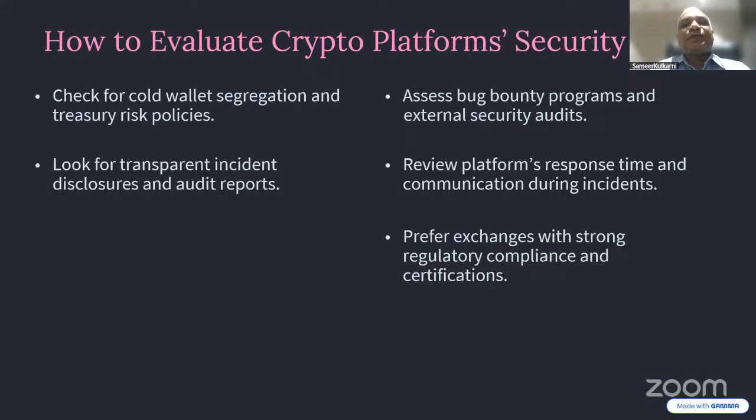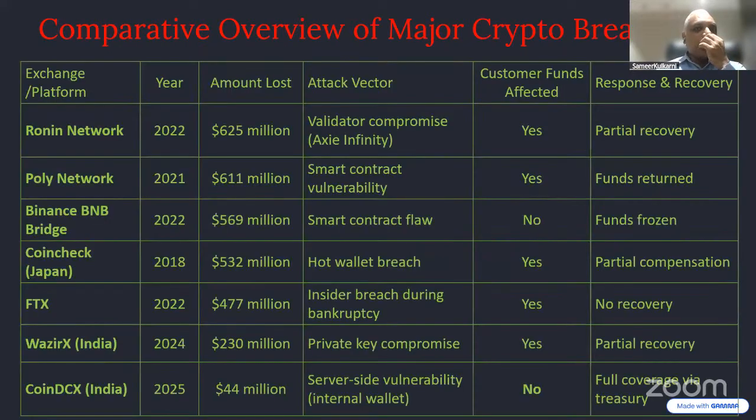All right. Just a comparative overview of all the major crypto breaches which have happened across the world, for all of your knowledge. You see the Ronin network breach happened in 2022. That was the biggest till date, where $625 million was lost. There was some partial recovery, but I want you to pay attention to the attack vector part of it.